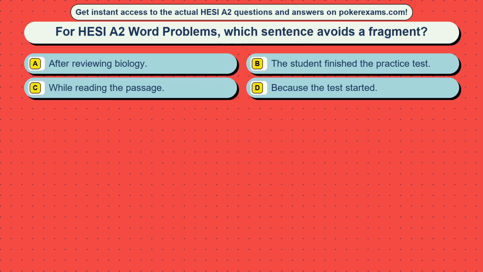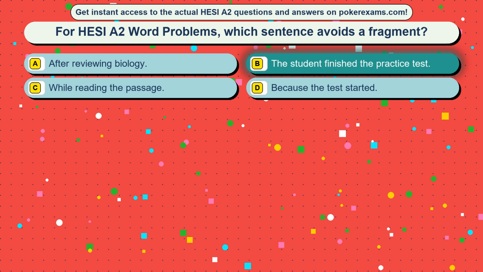Question 42. For HESI A2 Word Problems, which sentence avoids a fragment? Option A, after reviewing biology. Option B, the student finished the practice test. Option C, while reading the passage. Option D, because the test started. The correct answer is option B, the student finished the practice test.